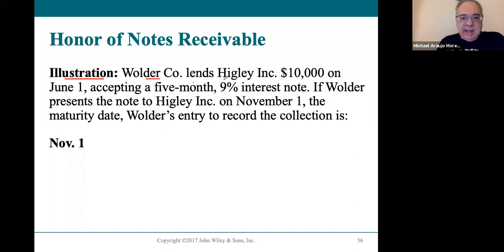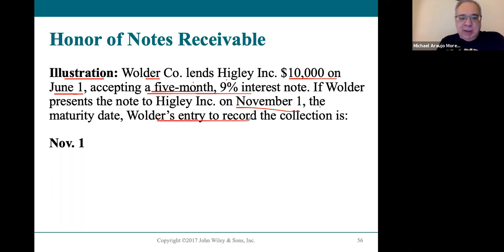Wolder lends Higley $10,000 on June the 1st, accepting a 5-month 9% note. That means it's due on November the 1st, because again, June 1st, 5 months, you just flip the calendar: July, August, September, October, November. That's it, November 1st. The date doesn't change, the months do. So that's the maturity date.